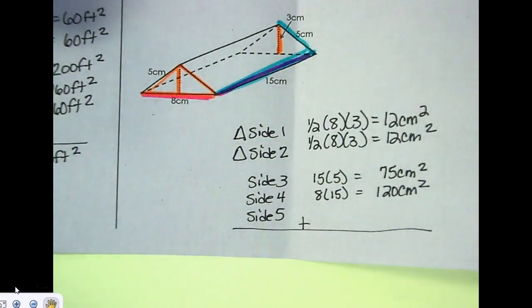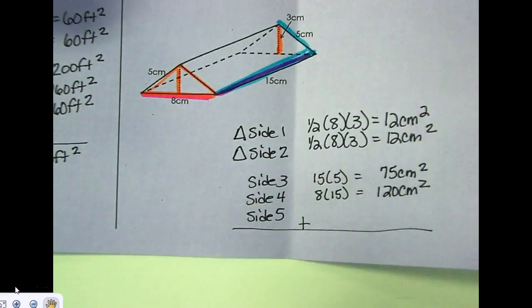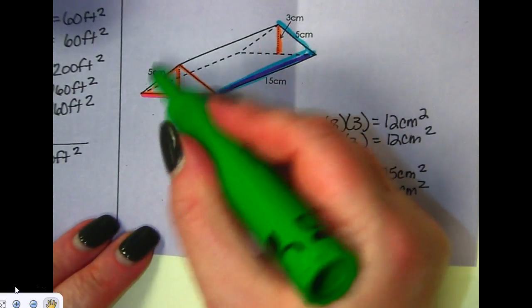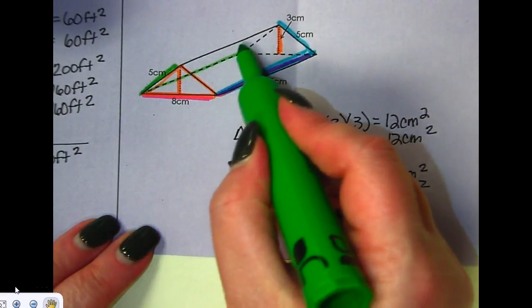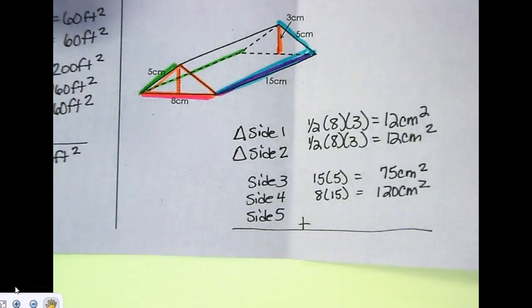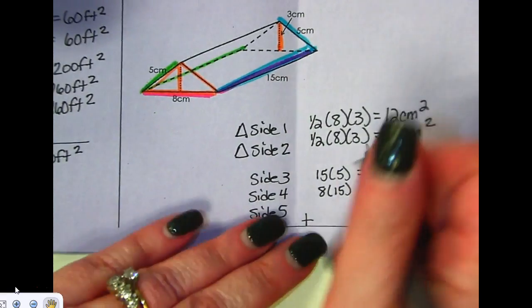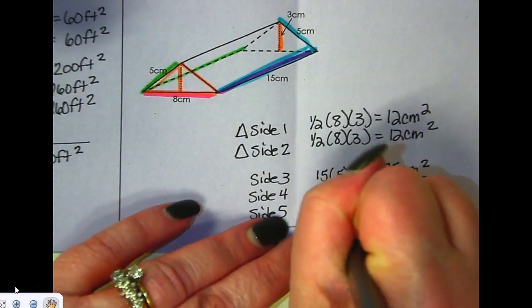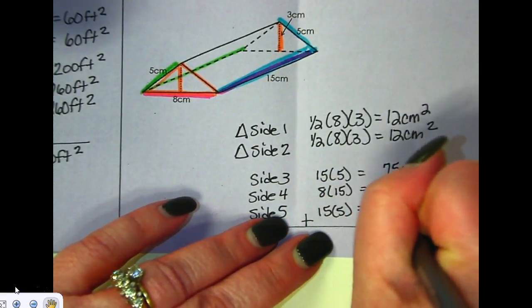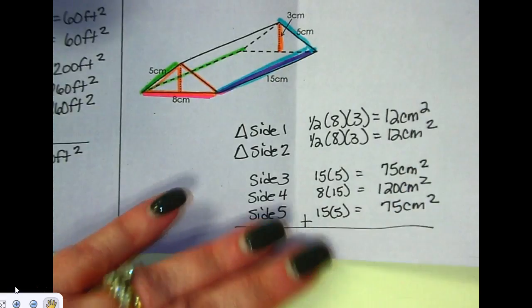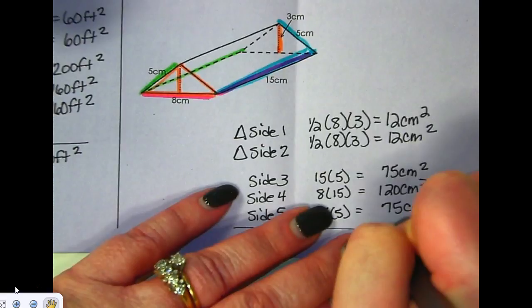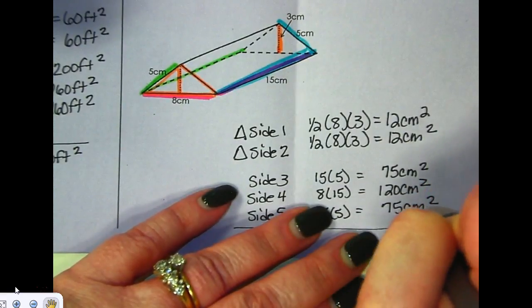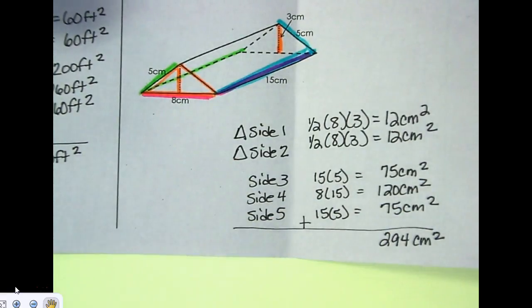Last one that we have to look at is, let's see, what color have I not used? Green. So it's over here, 5, and this one is 15. 15 times 5. And so that is another 75. And so when I add that all up, you get 294 centimeters squared. Yes?